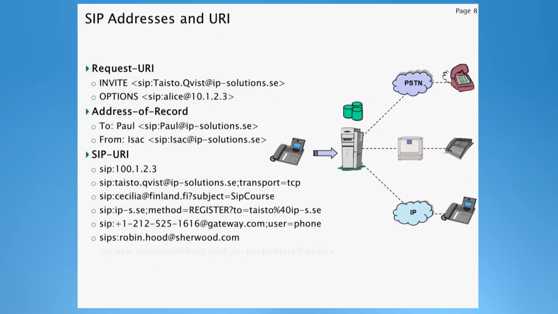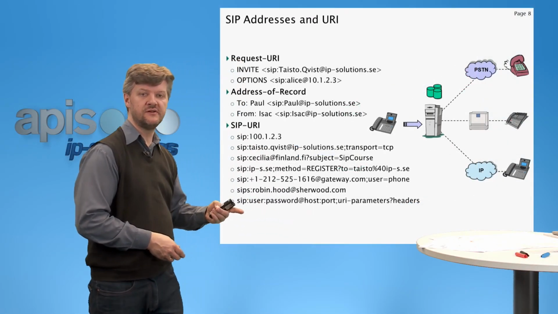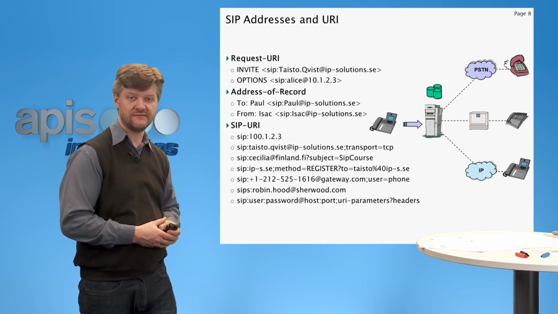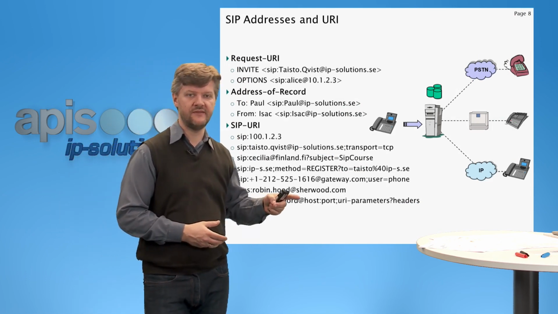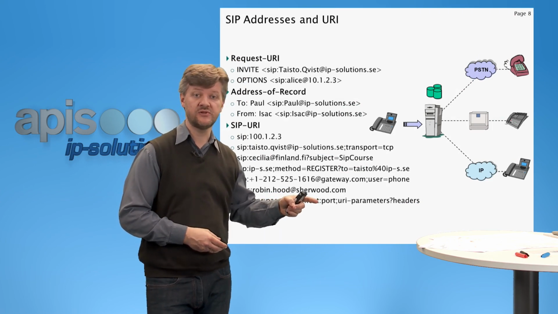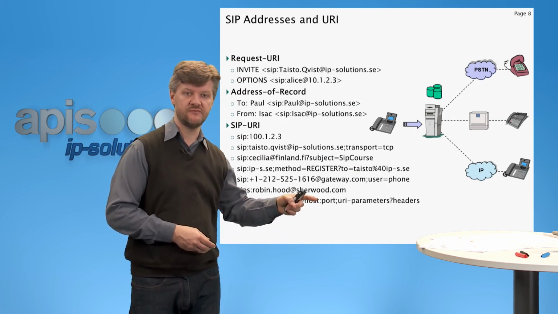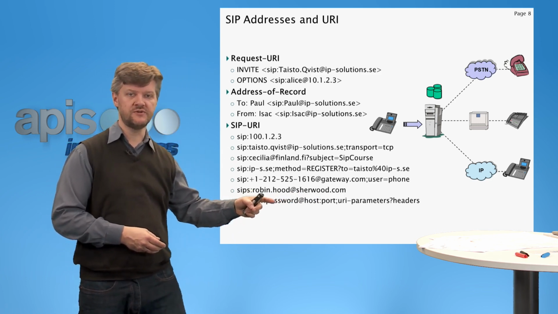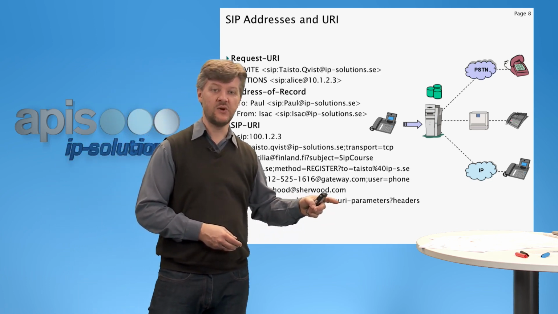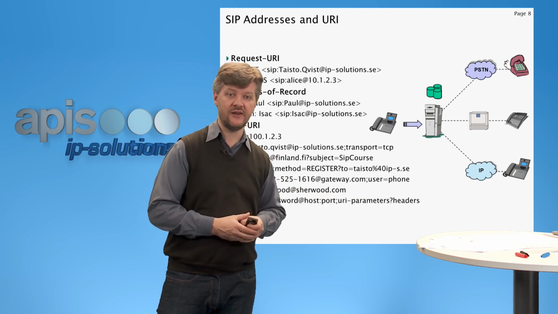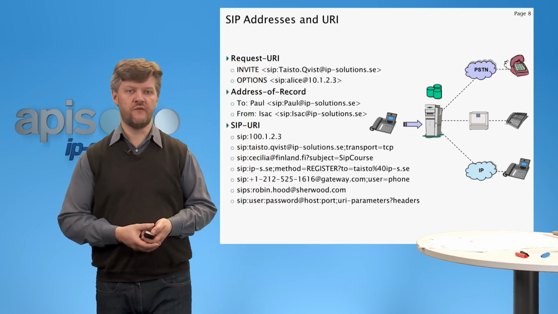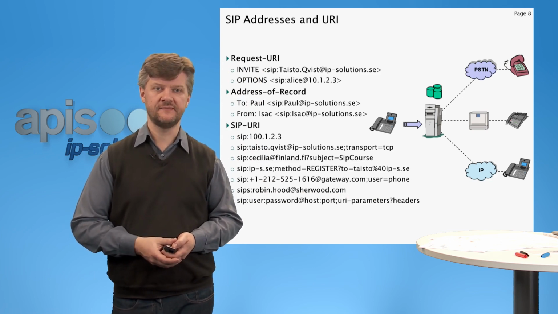And finally, to conclude this slide, we have the complete format of all SIP URIs. We have the user, but also password. We have the host, that's the domain, but also port. So there's a colon between user and password, and a colon between host and port. And then URI parameters and headers. That's the total format of a SIP URI.